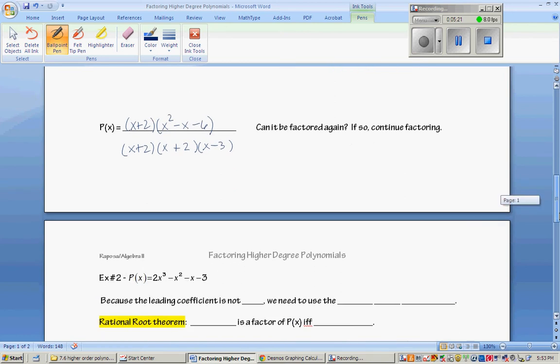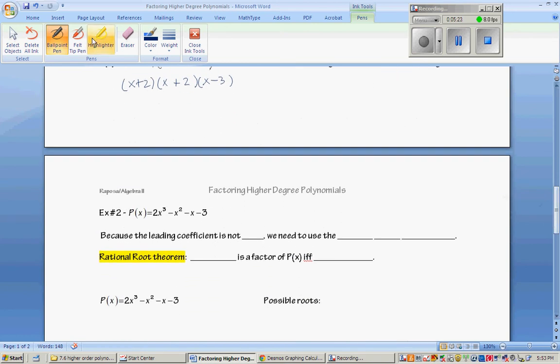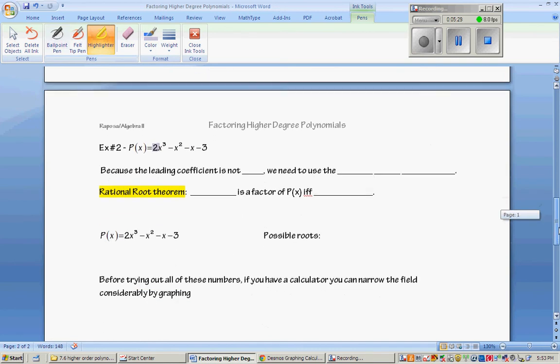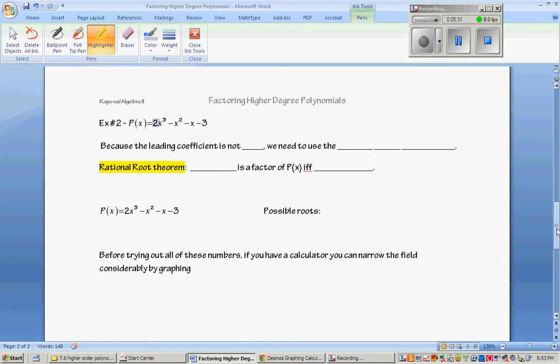But what happens when your leading coefficient is not 1? Of course, it's more of a mess. So what we're going to do is, because the leading coefficient is not 1 in this particular problem, we're going to use something called the rational root theorem, you can abbreviate it like that. And this is what it is.